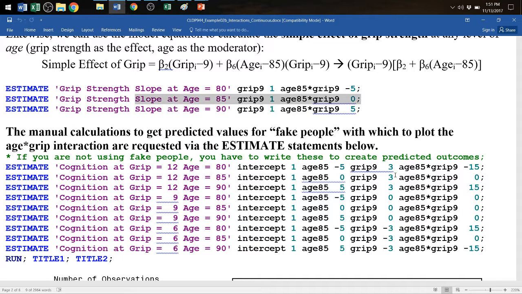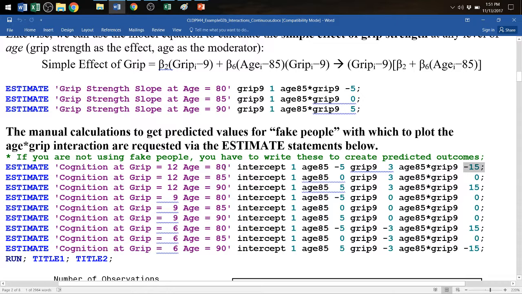This is what it would take to write out predicted cognition values for all of my fake people. So I'm picking high and low values of grip and age. And because I am interested in predicting an outcome, I throw in the intercept, the value of age, the value of grip, and then the interaction term is their multiplication.